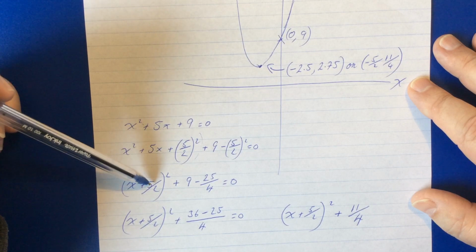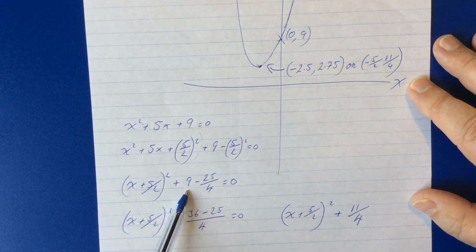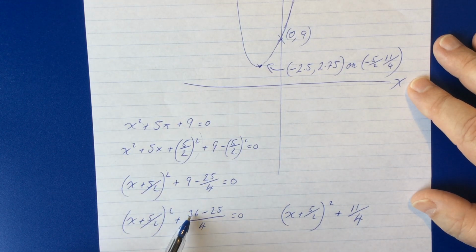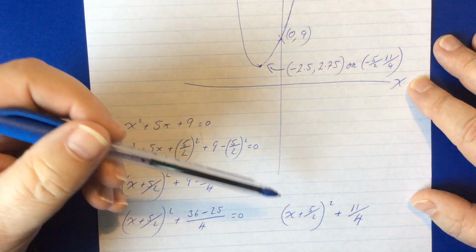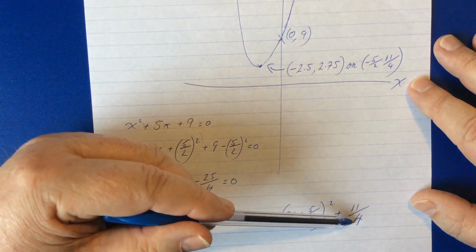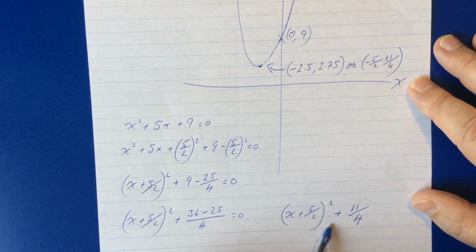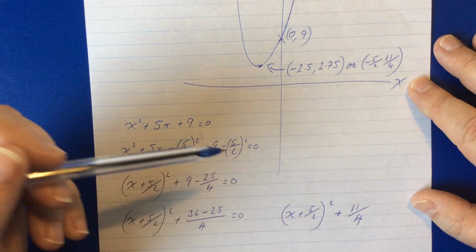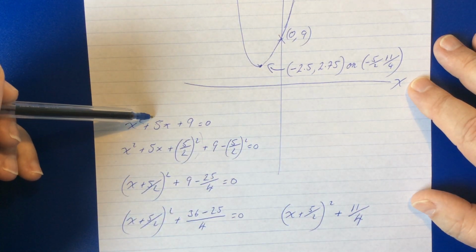We can write it as x plus 5 over 2 all squared, and then we just have to work out this number here. And in working out this number here, we write 9 as a fraction over 4, 36 over 4, and we already have 25 over 4, so we subtract 25 over 4 from 36 over 4, and the answer that we get is 11 over 4. This is the turning point form for the equation that you saw here.